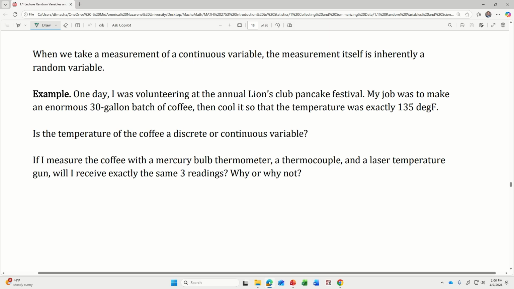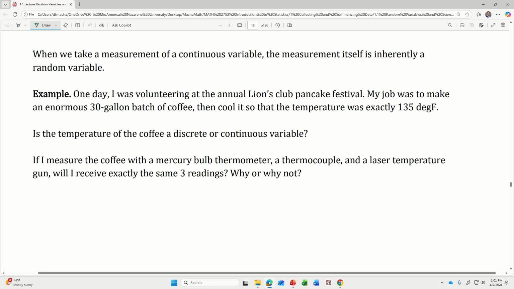And then if I get one of those cool laser temperature guns and I just laser gun the coffee to get the temperature, I'm going to get a different refractive measurement of the temperature. Am I going to get exactly the same 3 temperature readings? No. Why not? Because they're reading the temperature different ways, so they're going to come out slightly different. Even though there's just one bulk coffee temperature, that just always happens, doesn't it?